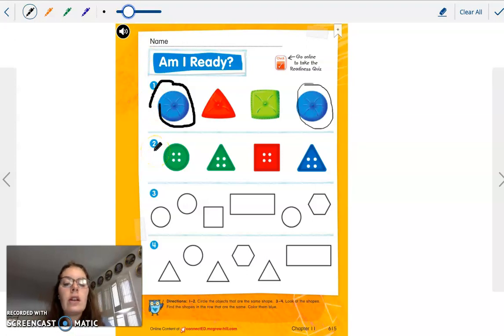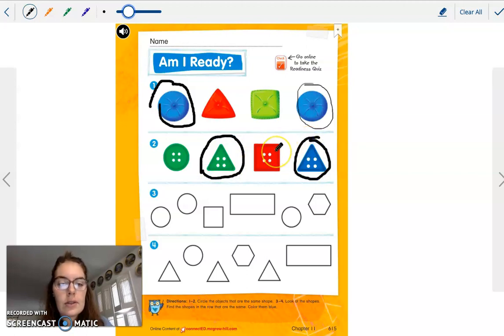Let's look at number two. We're going to circle the objects that are the same. So again, let's go through and name them. So we have a circle, a triangle, a square, and a triangle. So, do I have any other circles in this row? No. What about triangles? One triangle, two triangles. We're going to circle the triangles. Are there any other squares? No.